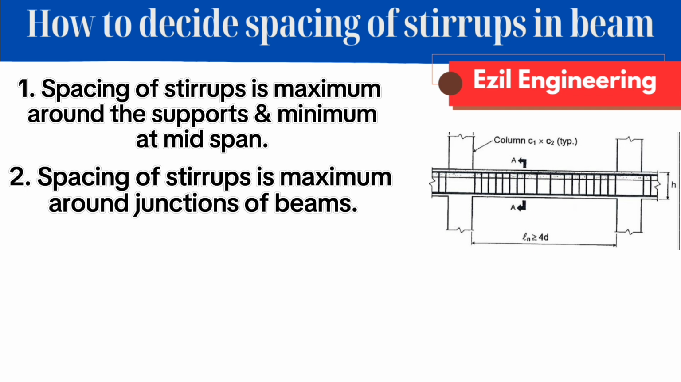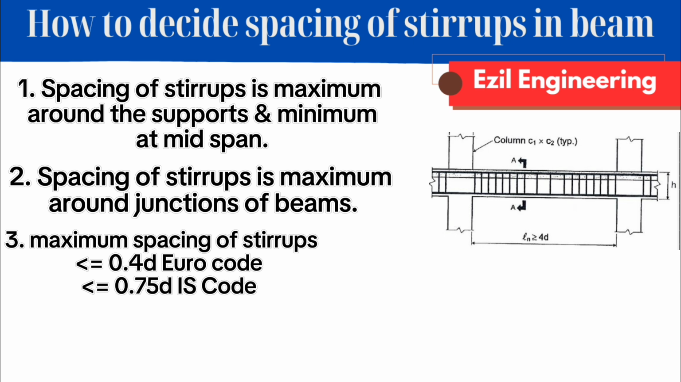The second main point is that the spacing of stirrups is also maximum around the junctions of the beam. And the third point is that the maximum spacing of stirrups must not be greater than 0.4 times D in case of Euro code, and it becomes 0.75 times D in case of IS, or Indian Standard, where D is the effective depth of the beam.